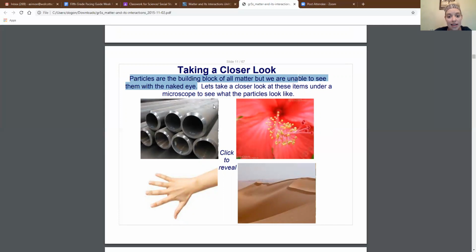If we look at this hand, for example, we don't see those particles, but the particles are there. These fingers are made up of all these small particles that we put together and they make a hand, okay? Same with this flower, something as small as a flower and something as big as a desert. It's made of all the little sand particles put together to create that bigger desert, okay? So even though we are unable to see them, the particles are there. They are the building block of all matter.